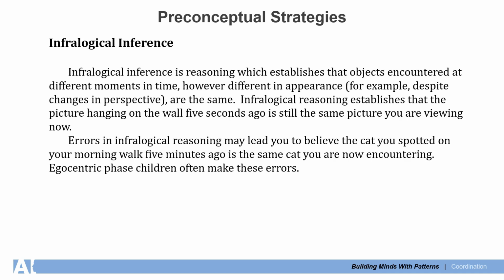Infralogical inference. Infralogical inference is reasoning which establishes that objects encountered at different moments in time, however different in appearance, for example, despite changes in perspective, are the same. Infralogical reasoning establishes that the picture hanging on the wall 5 seconds ago is still the same picture you are viewing now. Errors in infralogical reasoning may lead you to believe the cat you spotted on your morning walk 5 minutes ago is the same cat you are now encountering. Egocentric phased children often make these errors.